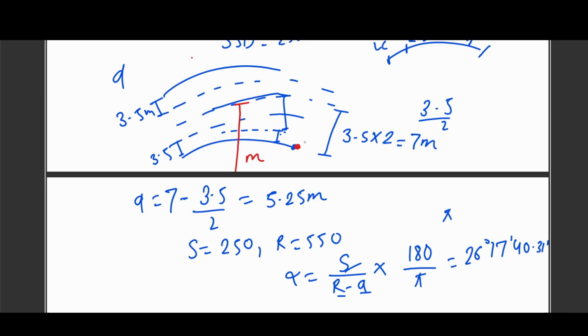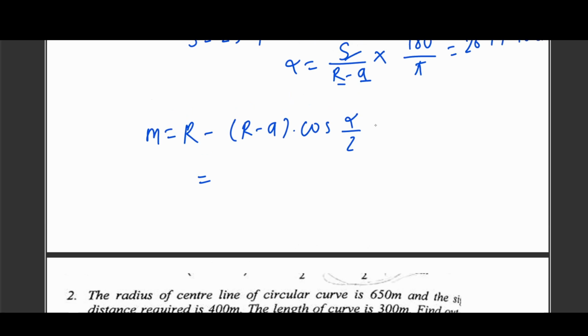But we need to calculate the setback from this inner edge. So what will we be doing? We'll be subtracting this distance, that is 3.5 into 2, and at last dividing by 3.5 into 2. So on solving this, what will be the value? It will come about 12.53 meter. Like this we can do it.